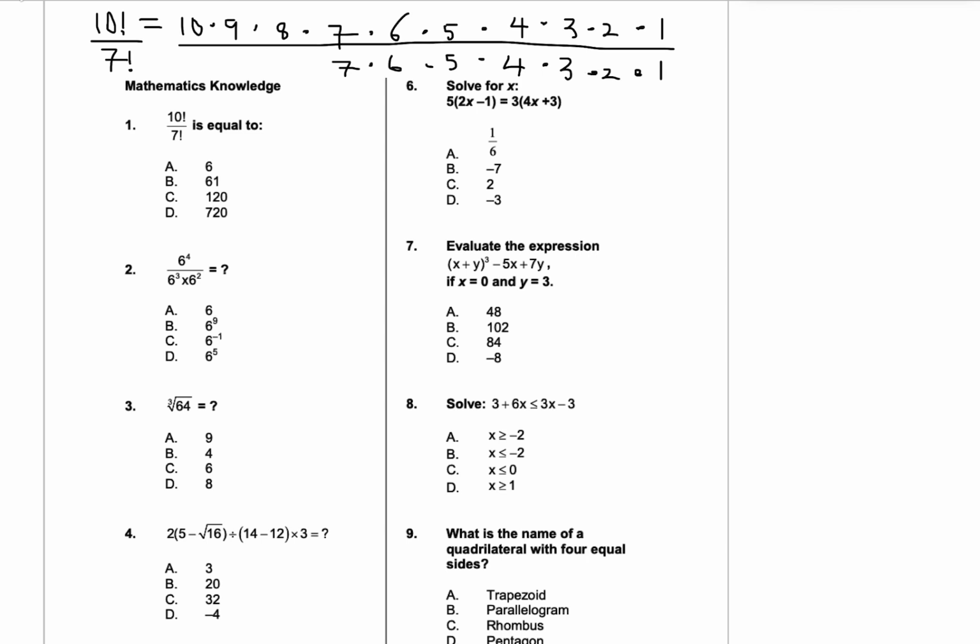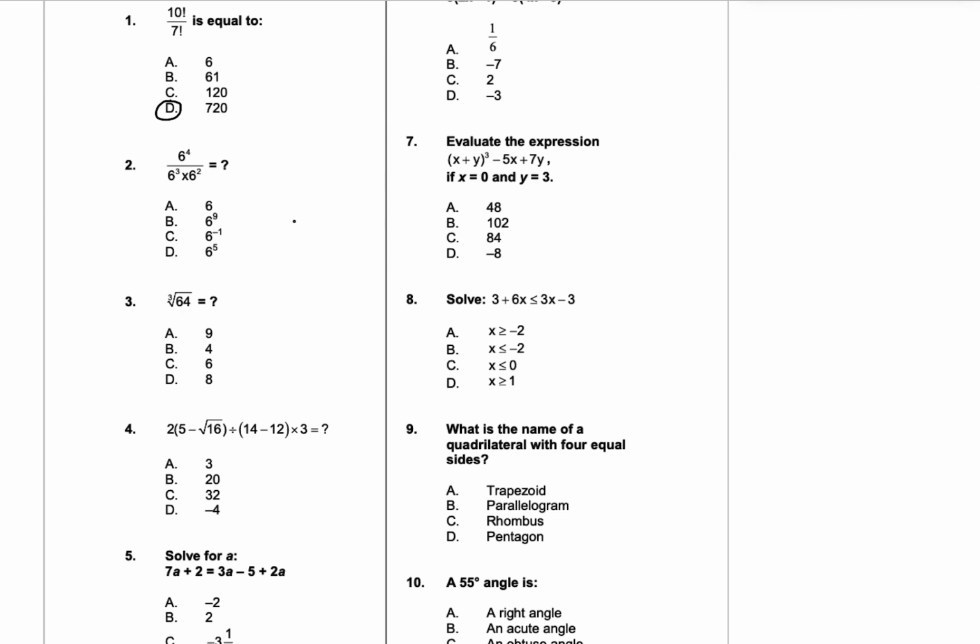When you do this, the one thing that you will notice is that the 7 in the numerator will cancel with the 7 in the denominator. 6 will cancel, 5 will cancel, 4 will cancel, 3 will cancel, the 2s will cancel, and then the 1s will cancel. So we're left with just 10 times 9 times 8, which should give us D for the first one.